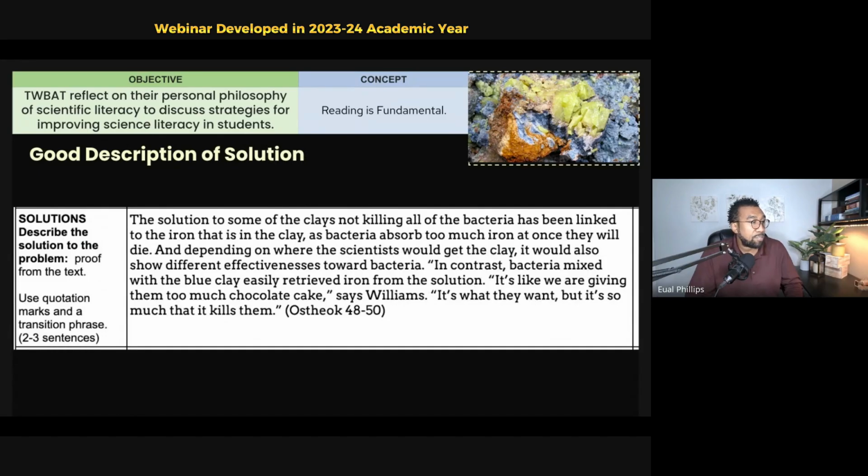Here's an example of a student being able to provide a solution, to describe a solution to the problem. They're describing how the solution actually works. And in this case, bacteria like to absorb iron, but if they get too much iron, it makes them sick. And the student realized that different colors of clay had different concentrations of iron, affecting bacteria differently.